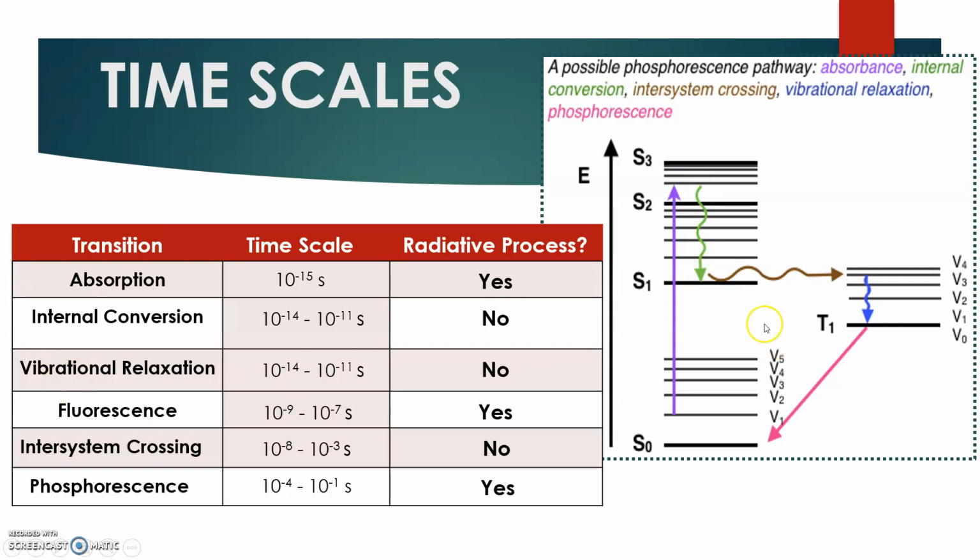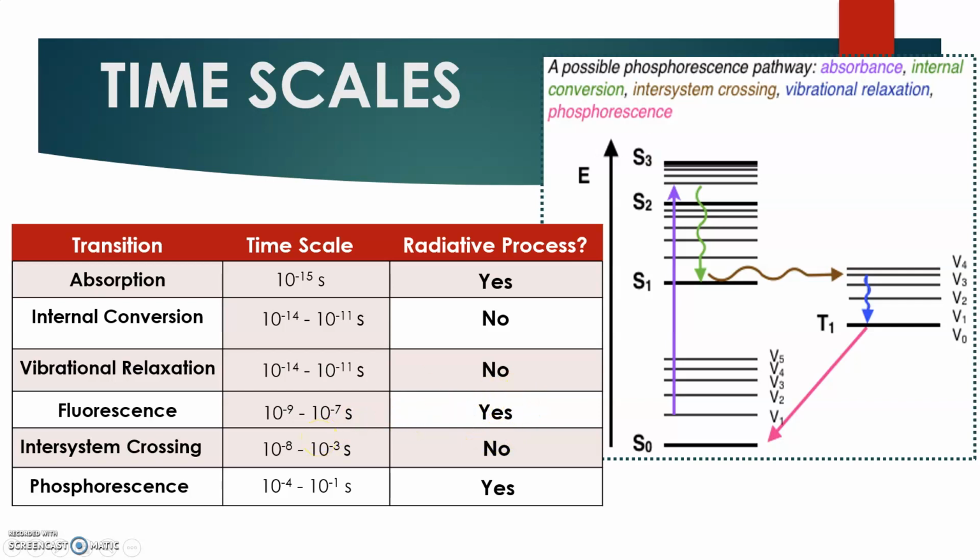The next one is the vibrational relaxation. You see the blue part, this is the vibrational relaxation in the time range 10 to the power minus 14 to 10 to the power minus 11 seconds, which is a non-radiative process. There is fluorescence. It is not shown here, but fluorescence is from S1 to S0, where time range is 10 to the power minus 9 to 10 to the power minus 7 seconds, which is a radiative process.